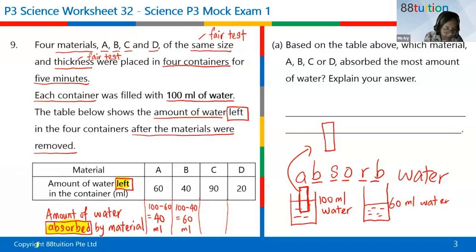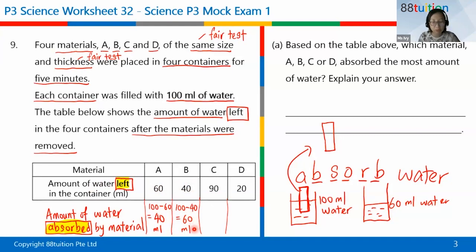So what I'm saying is, do not get mixed up between the words left and absorb. Here you have 40 ml water left, all right? That means the material actually absorbs 60 ml. 40 plus 60 gives you back 100 ml. That means out of 100 ml water, the material absorbs 60 ml water. That means 60 ml water goes inside the material.